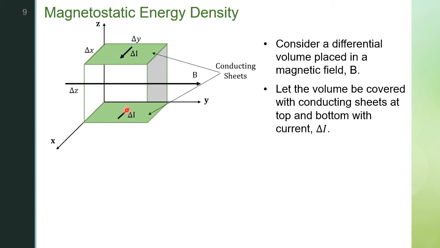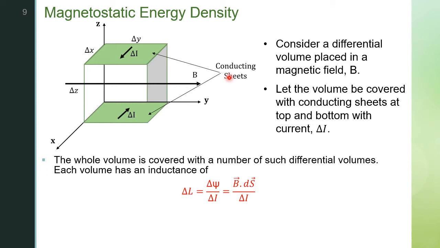Now these two are marked as the conducting sheets. All the others are non-conducting. Now when you consider the whole volume, the amount of inductance that each volume will be carrying in terms of flux can be given as delta L is equal to delta psi by delta I, because according to the property of inductance, psi will be equal to L into I. So delta L will be equal to delta psi by delta I.